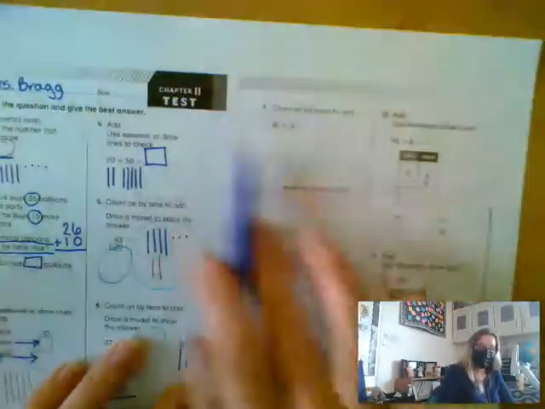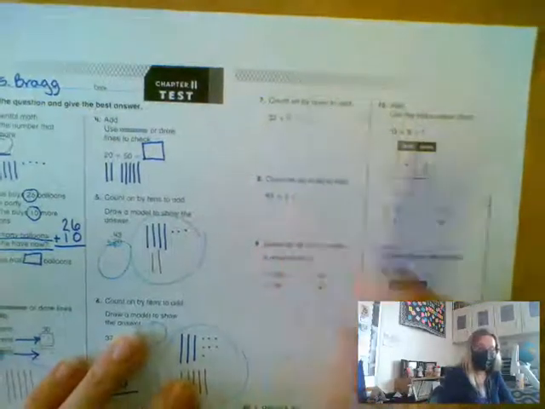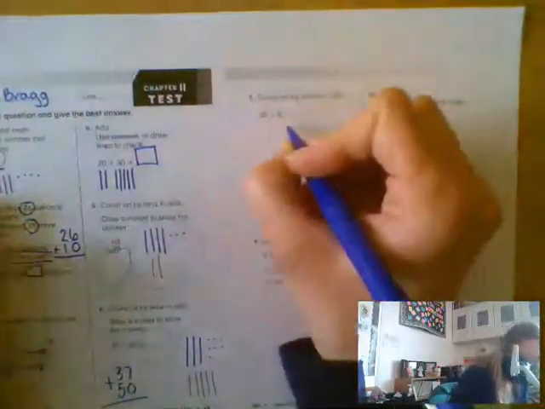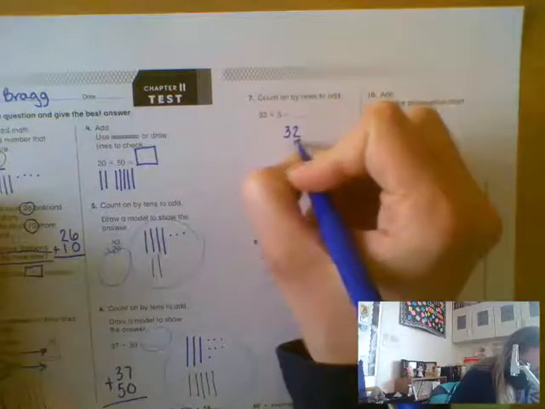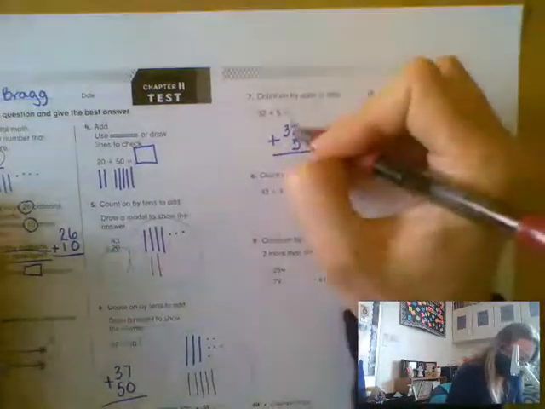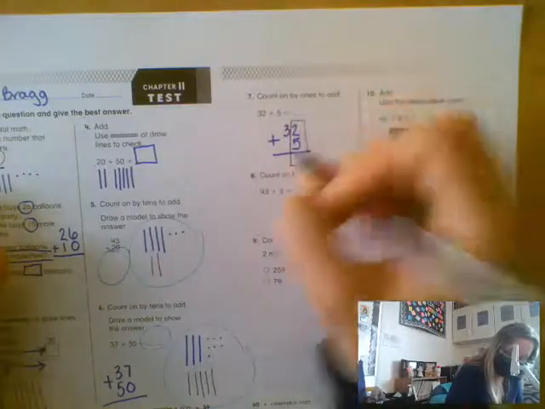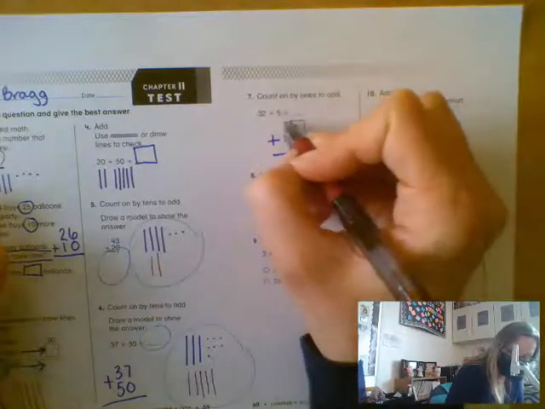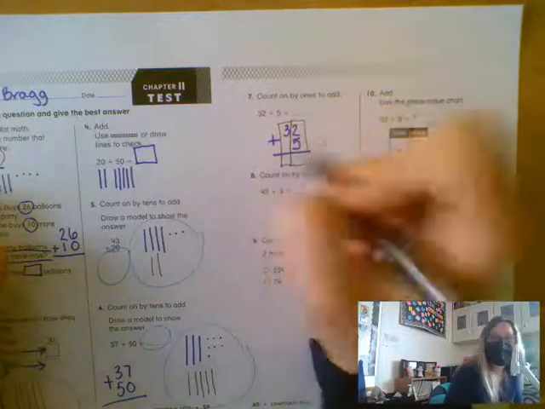Okay, let's look at number 7. It says count on by ones to add. We've got 32 plus 5. So if we line it up like this, 32 plus 5. The first thing you would add is your ones. Put that number here. Then you would add your tens and put that number here.